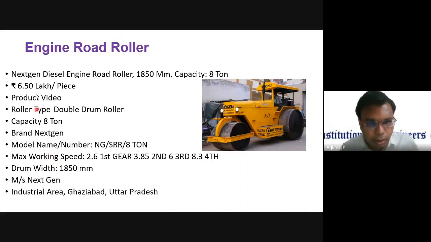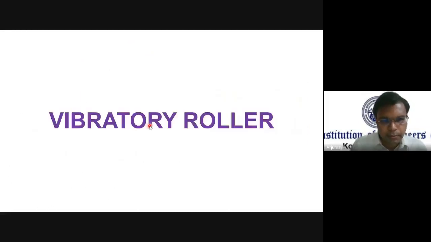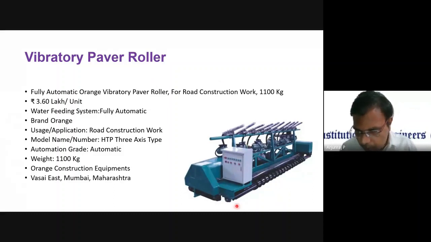This comes with a capacity of 8 ton, and the cost is going to be 6.50 lakh per piece. You have the vibratory loader, and vibratory paver road. I told you the paver is being used for the roads where you need to have 4 lanes or 8 lanes applications.